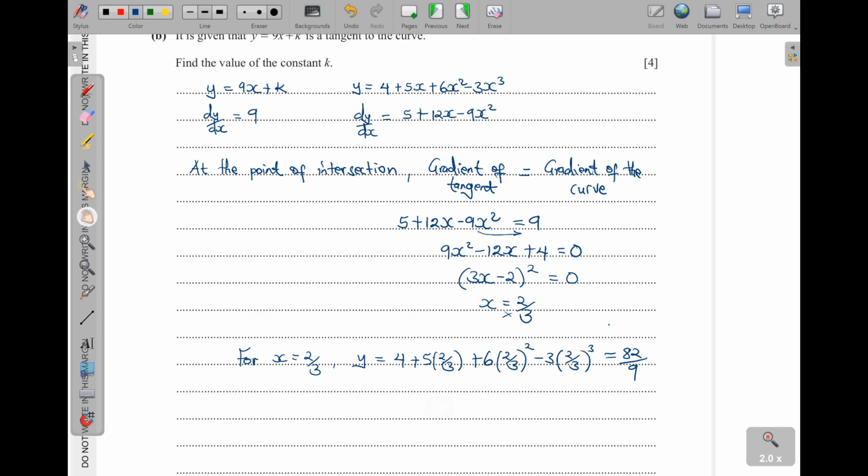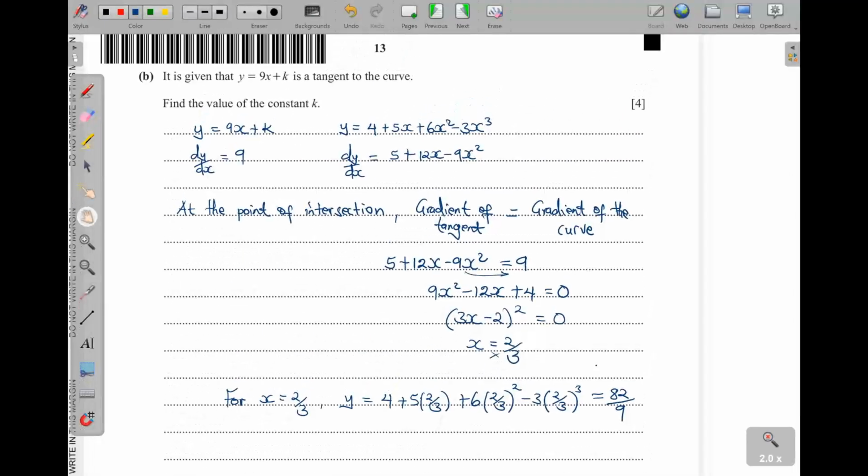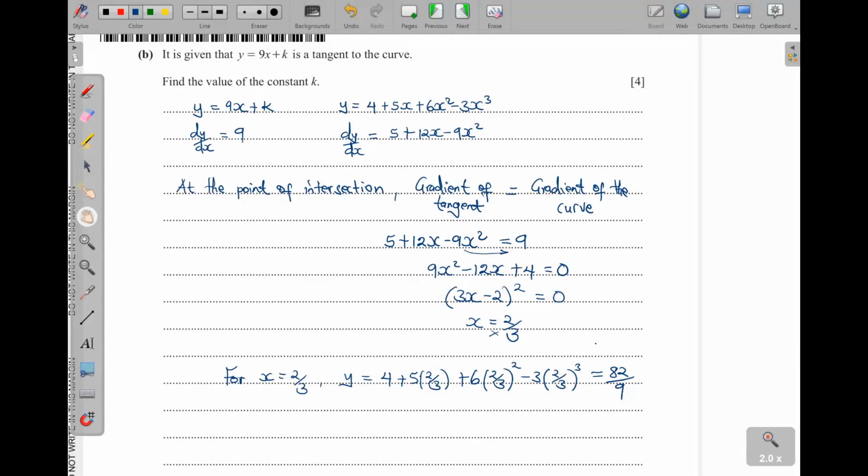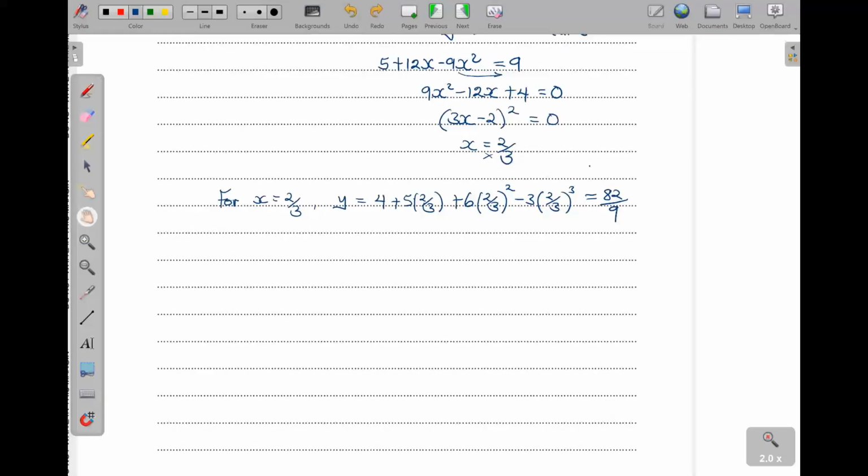Now, after getting that answer, it is the same y coordinate for this equation of the tangent. Okay, so we substitute in there. That means we shall have 9x plus k. We have y, which is equal to 9x plus k. So the y coordinate is 82 over 9, then 9, and the x coordinate is 2 over 3, then plus k.